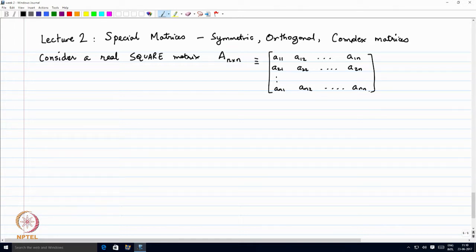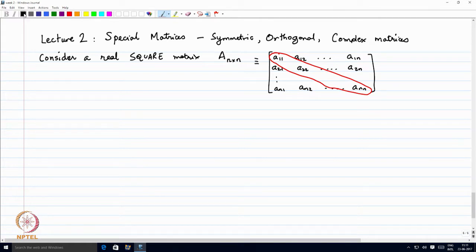Now, in this matrix, this set of elements is called the diagonal elements of the matrix. So, the elements along the diagonal are referred to as the diagonal elements of the matrix, and the others are called the off diagonal elements.